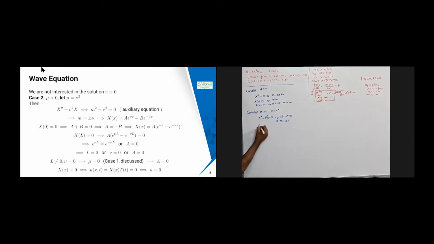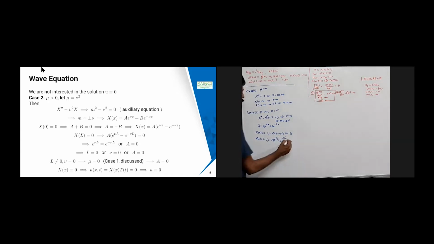Therefore, you are going to get x equal to a e power nu x plus b e power minus nu x as the solution. So now again you use that x of 0 equal to 0. If you use x of 0 equal to 0, you are going to get a plus b equal to 0, which implies a equal to minus b. Now use x of l equal to 0. If you use x of l equal to 0, you are going to get a e power nu l minus e power minus nu l, because b e power minus nu l is going to come, but b is nothing but minus a, therefore I can use that.